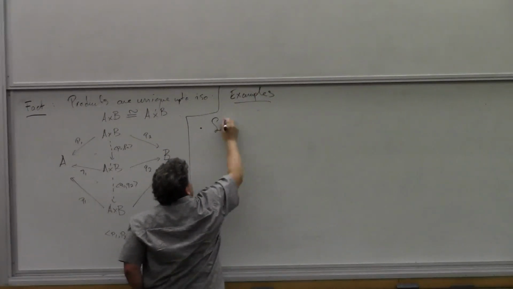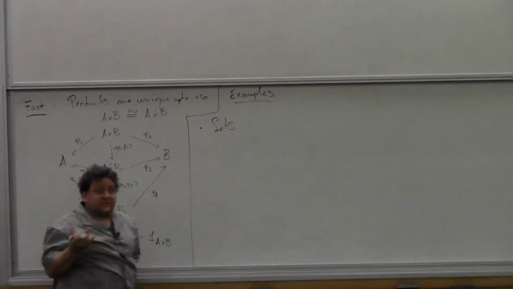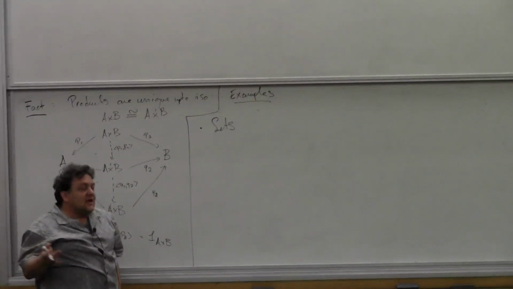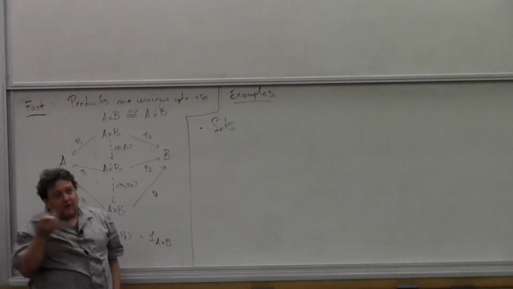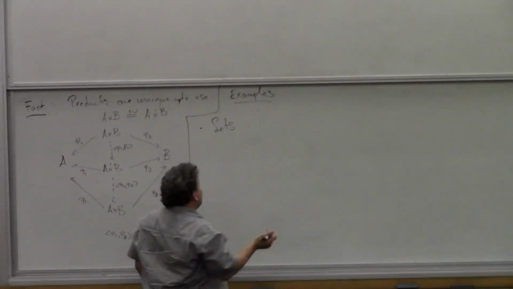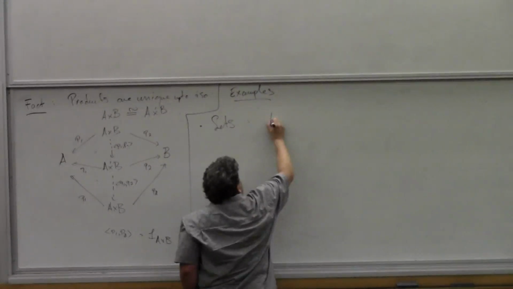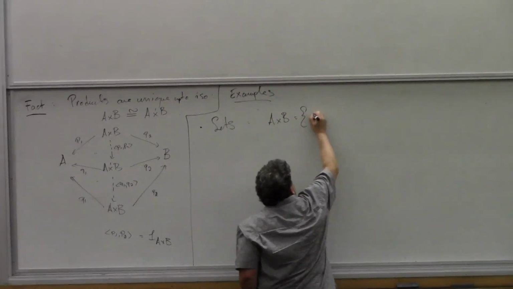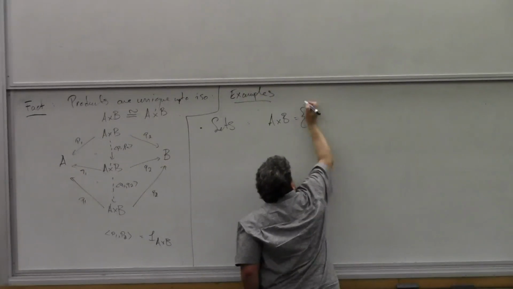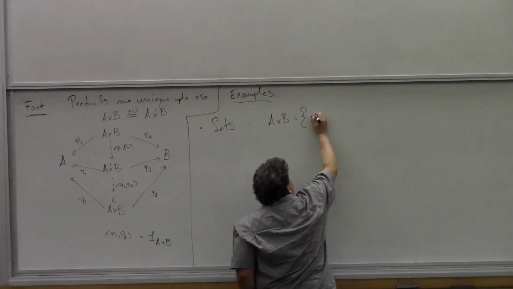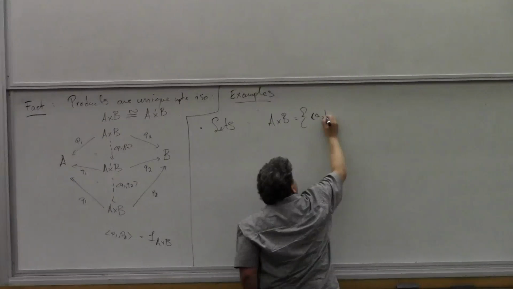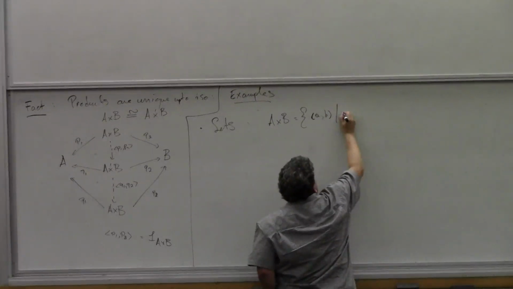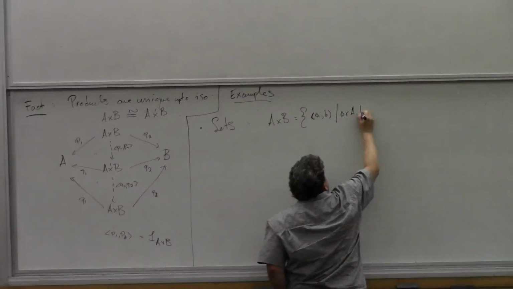Not every category has products, right? And some categories might have products for some objects, but not for others. But lots of familiar categories always have products for any two objects. So in sets, the product of two sets is just the Cartesian product. That is, the set of all ordered pairs, and let me write curly parens here to distinguish between these things and my pairing operation there, with a an element of A and b an element of B.